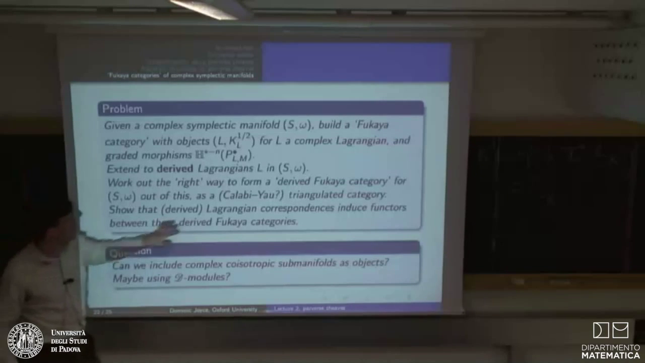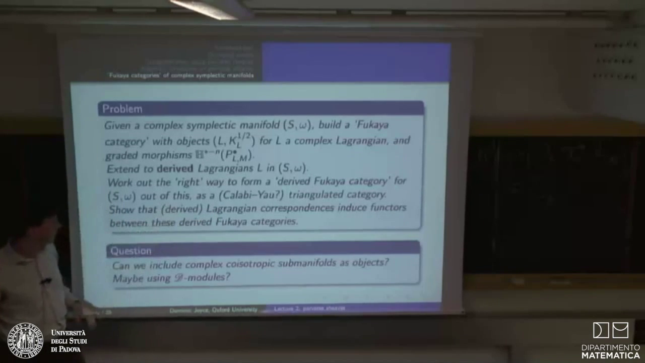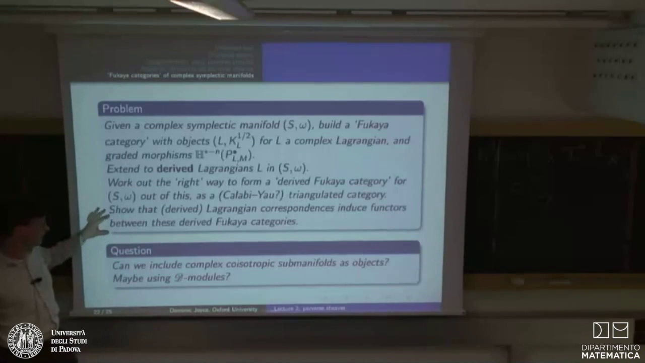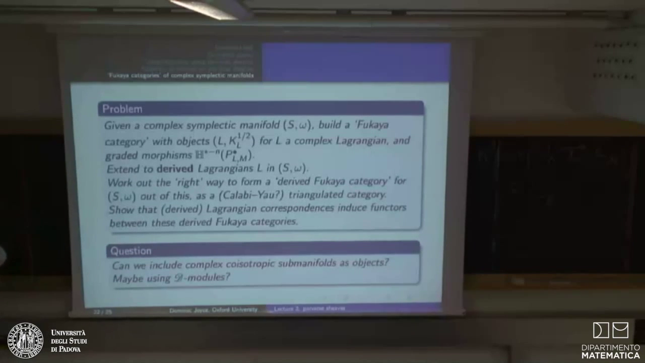We'd also like to show that Lagrangian correspondences, or derived Lagrangian correspondences, induce functors between these derived Fukaya categories. This would be a rather pretty picture. It would realize, in the complex symplectic world, a lot of stuff which people know how to do rather messily in the real symplectic world. It would be quite useful for geometric representation theorists, I think, who quite like things which are basically Fukaya categories of complex Lagrangians and things.